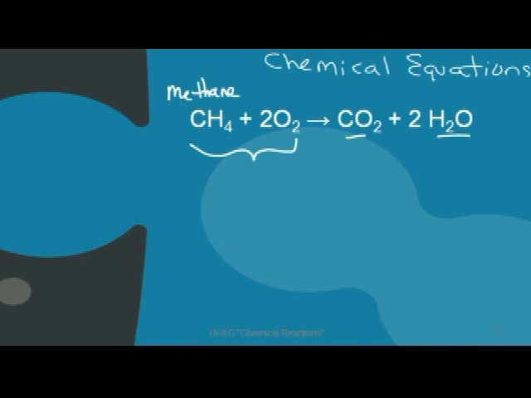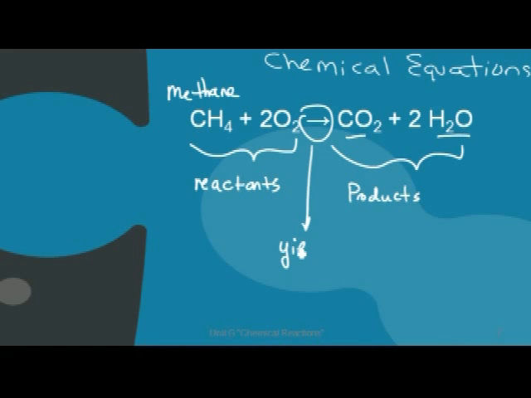When we look at a chemical reaction, everything that's on the left-hand side of an arrow is called the reactants. And everything on the right side of the arrow are called the products. The arrow itself, we use it as a reference, we call it yields. So we're reading like a sentence. The reactants yields the products.